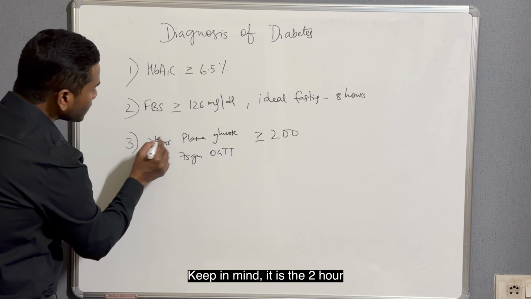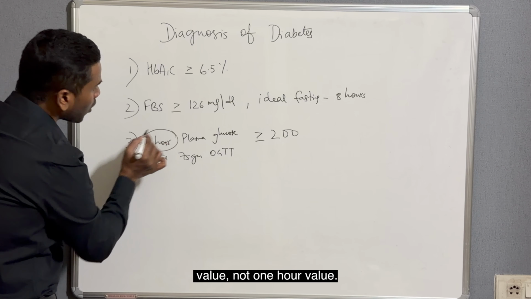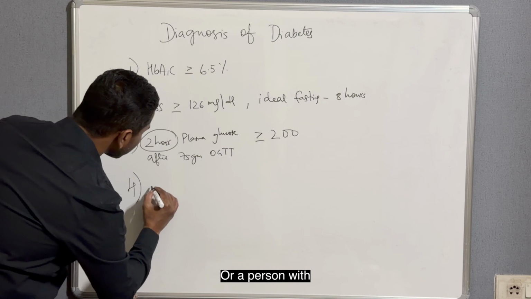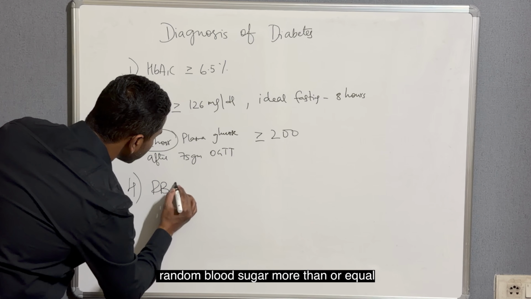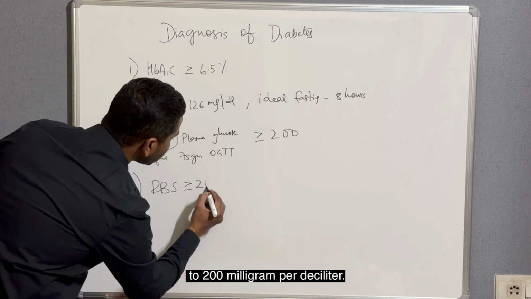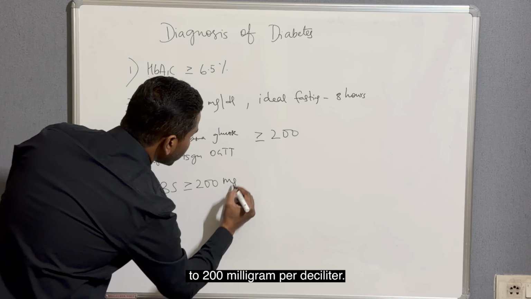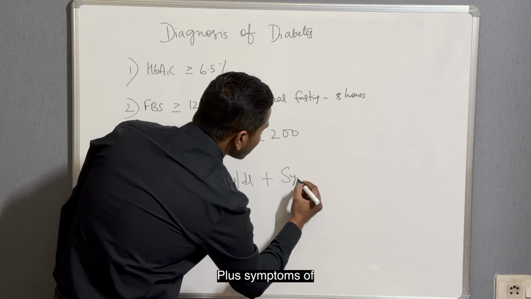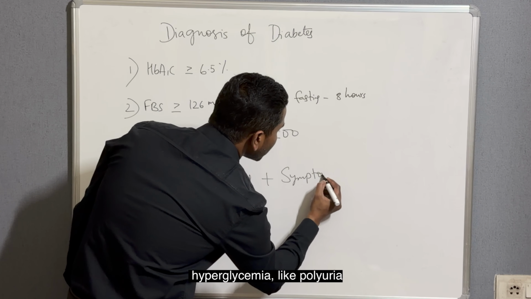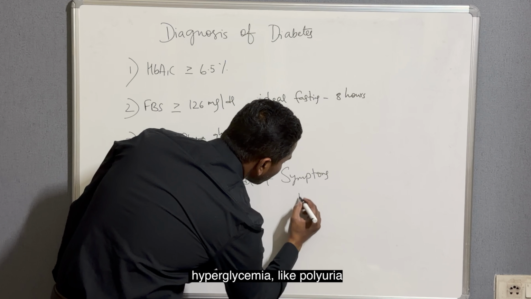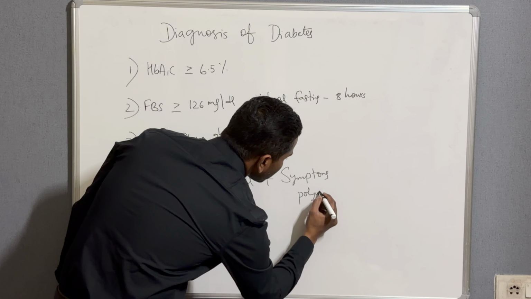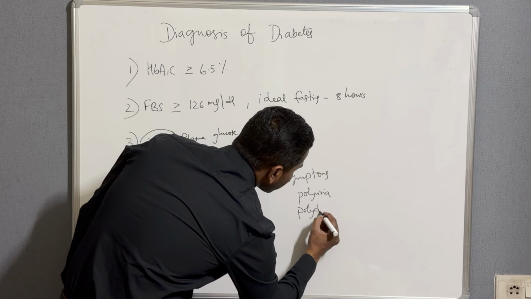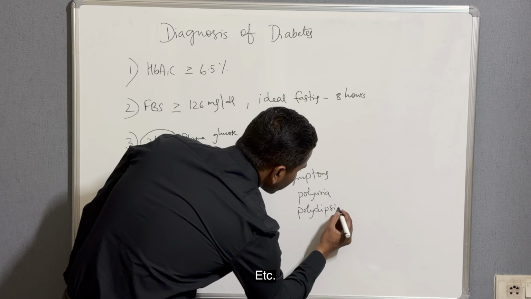Keep in mind, it is the 2-hour value, not 1-hour value. Or a person with random blood sugar more than or equal to 200 milligram per deciliter plus symptoms of hyperglycemia like polyuria, polydipsia, etc.